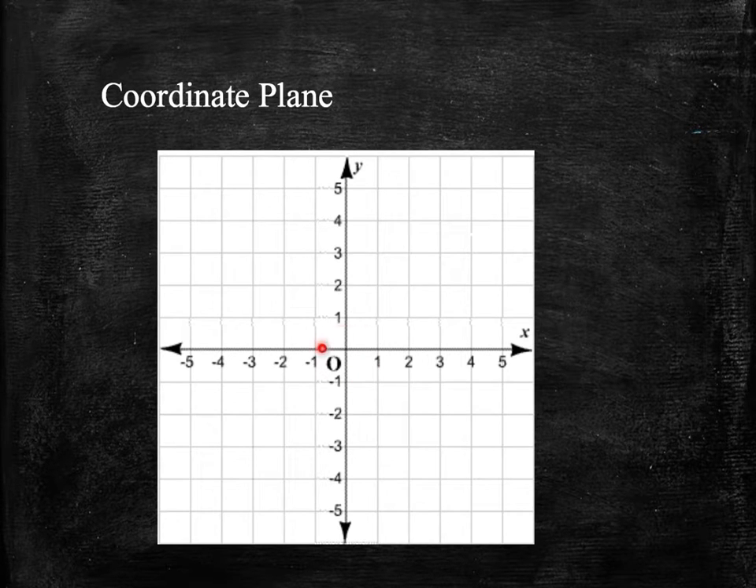0 is located at the center. That center spot right there is called the origin. We have the x-axis, that's right here. You can see the x right here. Here we have the y-axis. You can see the y right there. It labels it for us.